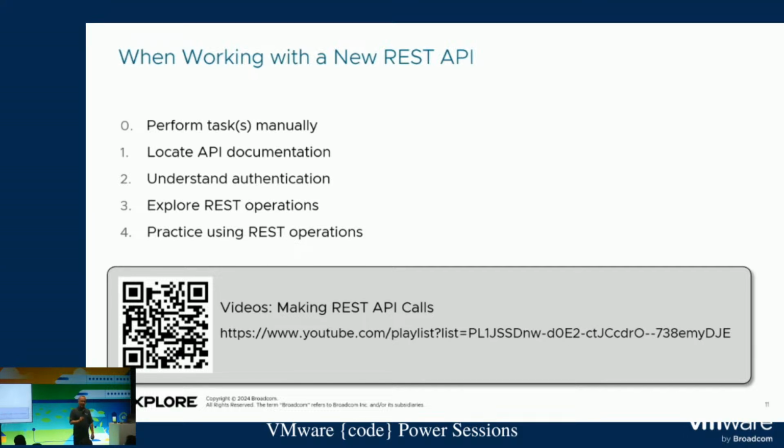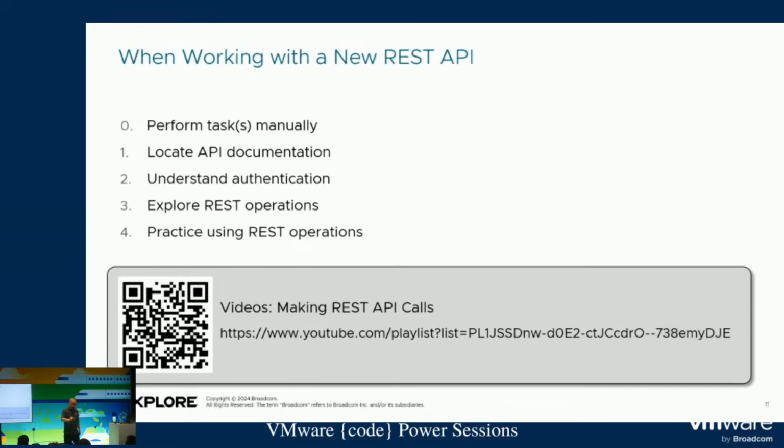Whenever I start working with a new REST API, I generally go through these steps. Step number 0 is I've got to understand how to manually interact with the thing that I want to automate. If I don't know how to use the technology in a manual fashion, I'm probably not going to be able to automate it. So step 0, make certain you know the system that you're automating. Make certain you can do it manually through its GUI.